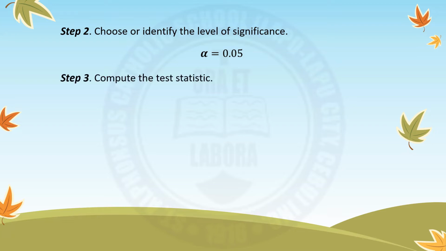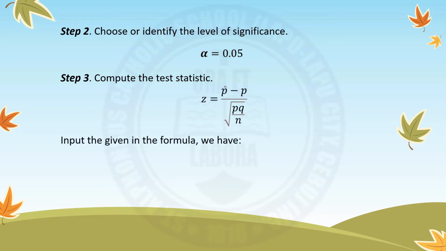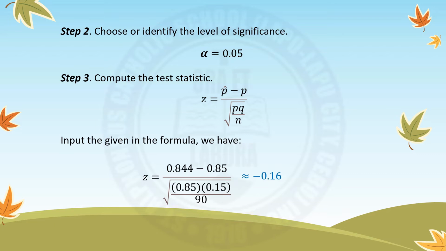For step 3, we have to compute the test statistic with this formula, and then substitute the given variables in the formula. We have z is equal to 0.844 minus 0.85 over the square root of 0.85 times 0.15 over 90, and it is approximately equal to negative 0.16. So the test statistic is negative 0.16.